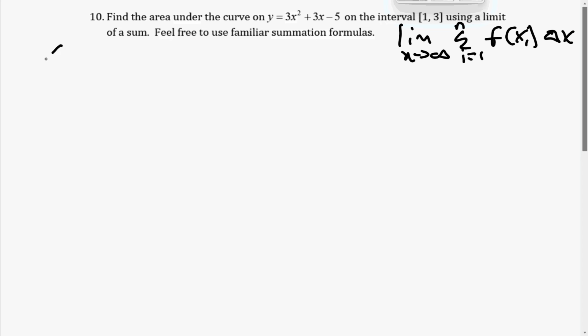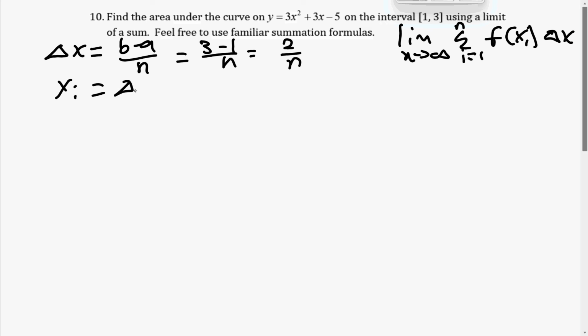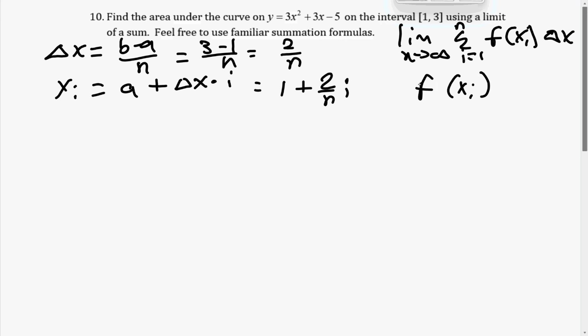So we're just going to use this formula. So remember, change in x is equal to b minus a over n, which they give you on the interval. So 3 minus 1 over n, and we just leave that as n, right? So that'd be 2 over n. And then xi is a plus the change in x times i. So a is 1 plus our change in x is 2 over n times i. Okay, and now I want to plug that in to find f of xi. So I want to plug my xi into my function.